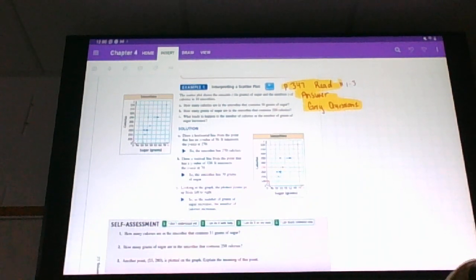Calories, sugar, and smoothies. Biology.